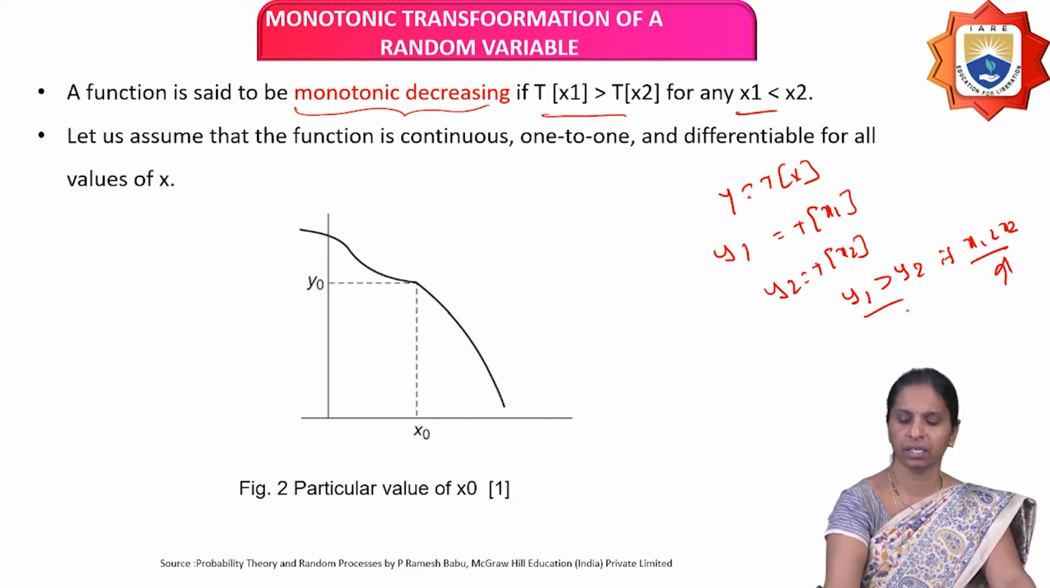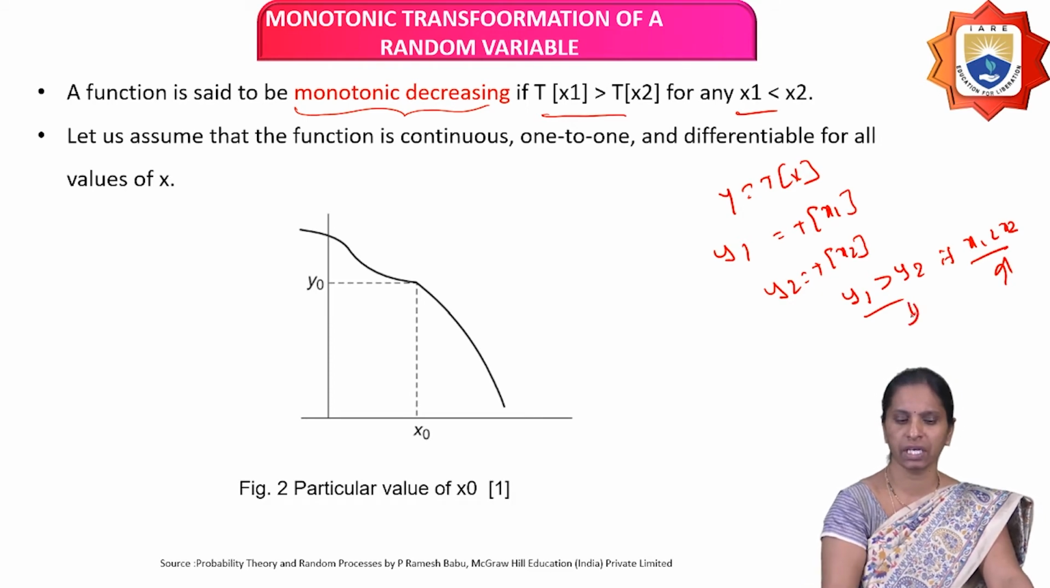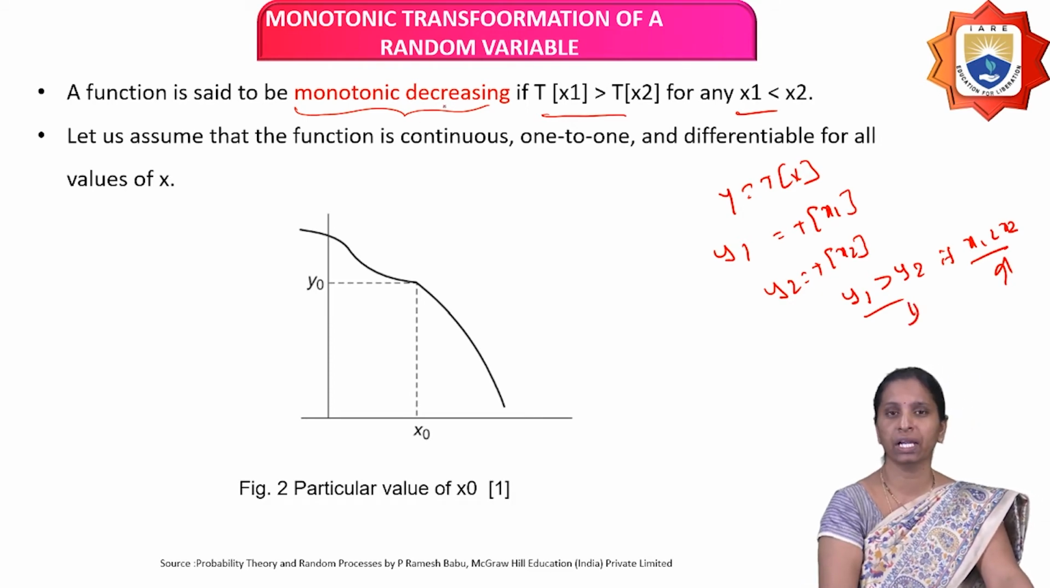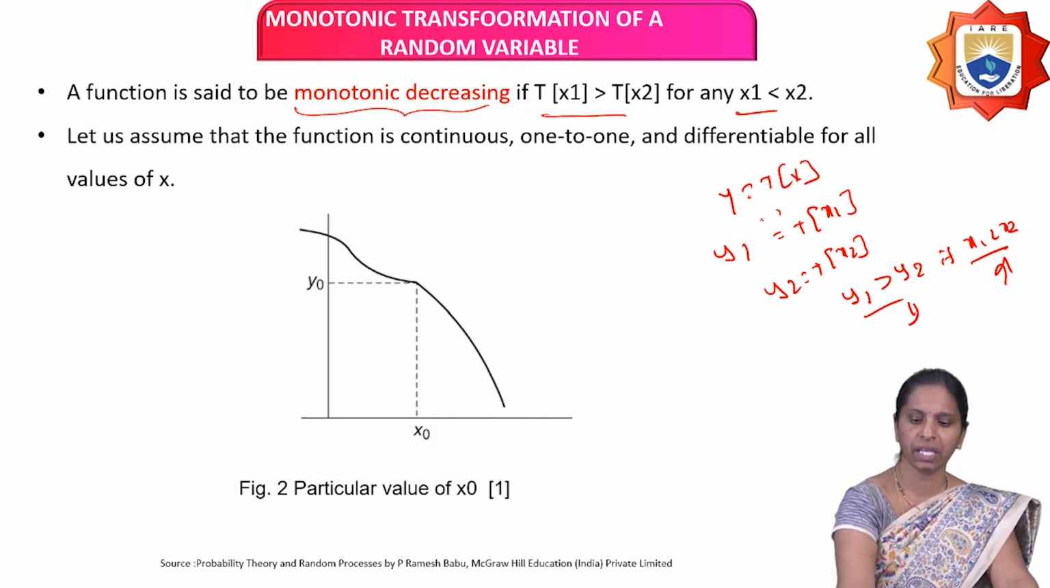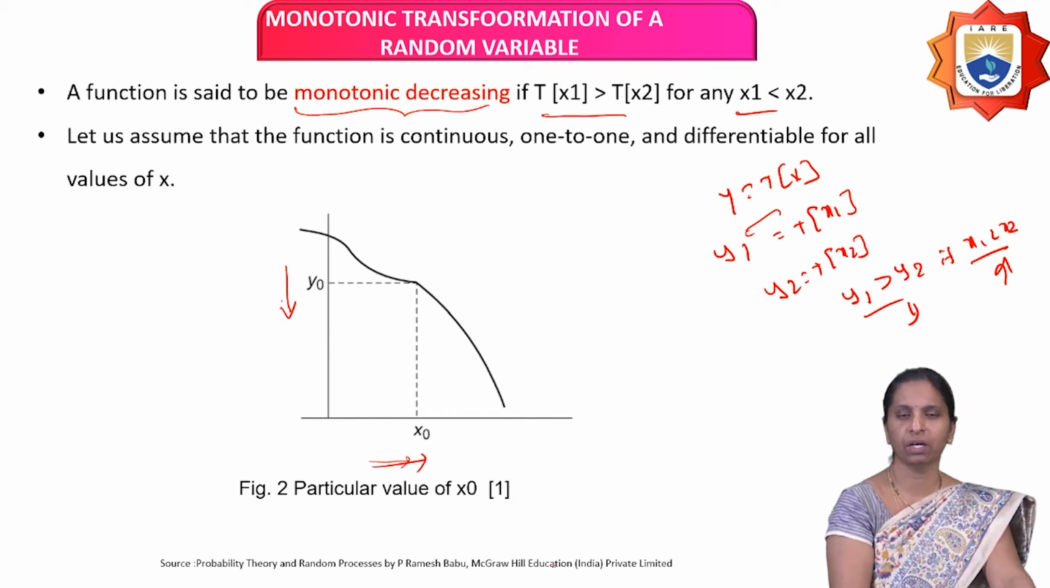Your x value is increasing, but the y value is decreasing. That's why it is called monotonically decreasing. Why is it called monotonic? Because you have a single value, only one value corresponding to the new random variable y. That's why it is called monotonic. Why is it called decreasing? Because y is decreasing as x is increasing.